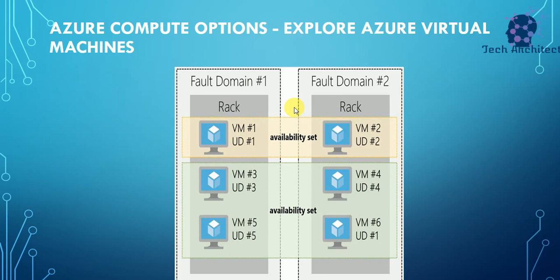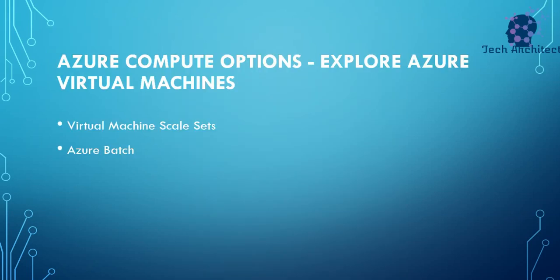There is no cost for an availability set. You only pay for VMs within the availability set. We highly recommend that you place each workload in an availability set to avoid having a single point of failure in your VM architecture. Basically, it is a technique to avoid a single point of failure of the VM. So the next thing is the virtual machine scale set.